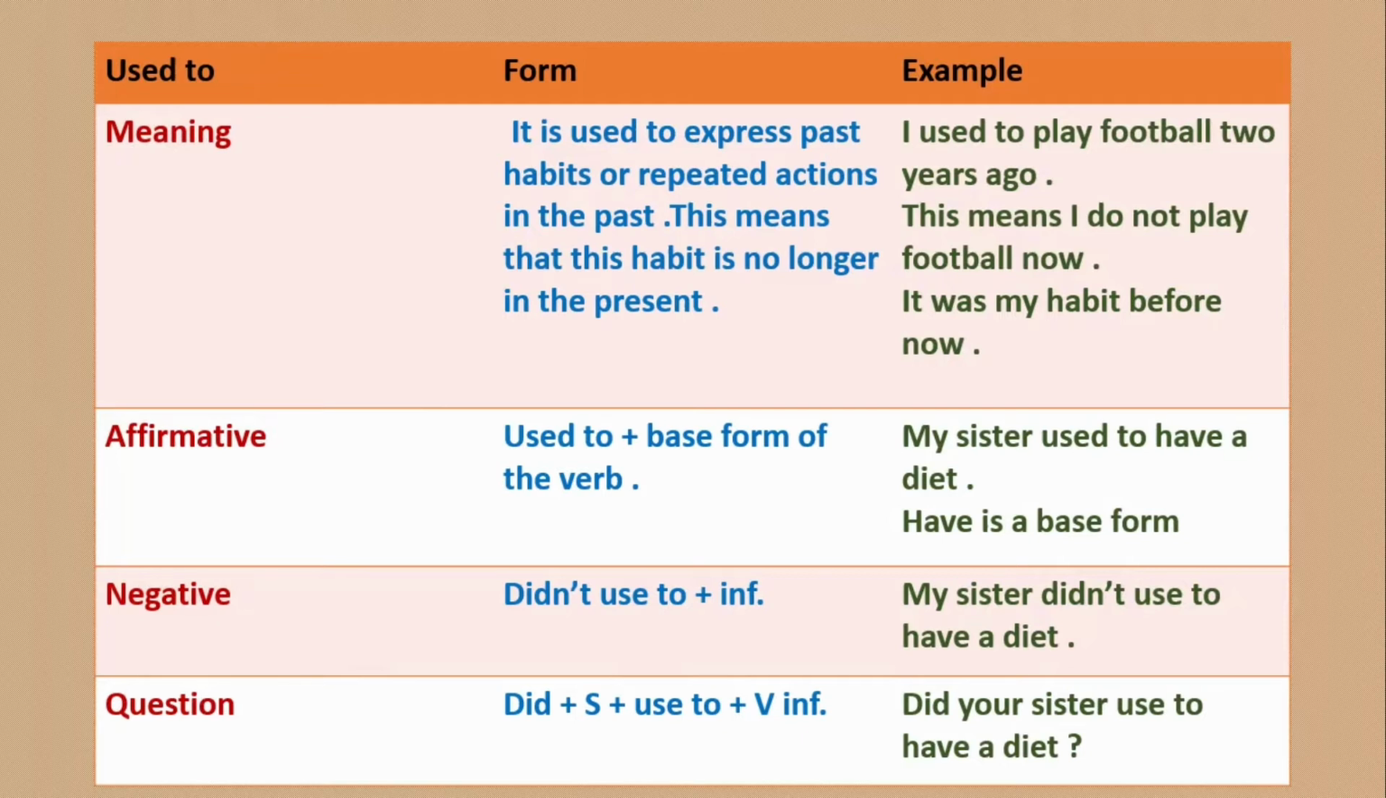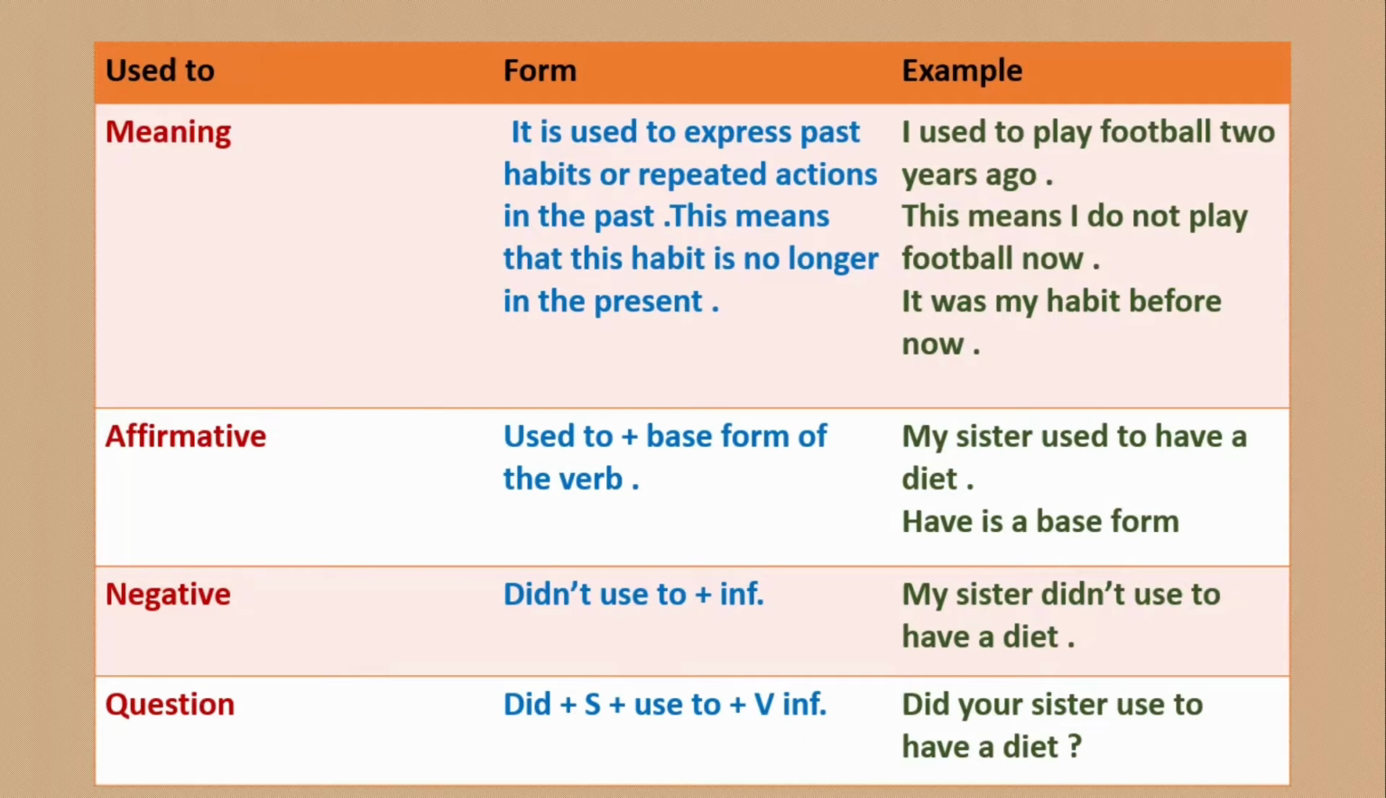What about the affirmative form of used to? We use used to followed by the base form of the verb. Remember, we have here to. The preposition to in English mostly takes a base form after it. So used to plus the base form of the verb. Like, my sister used to have a diet. This means she doesn't have a diet now. And remember that we use have as a base form after used to.